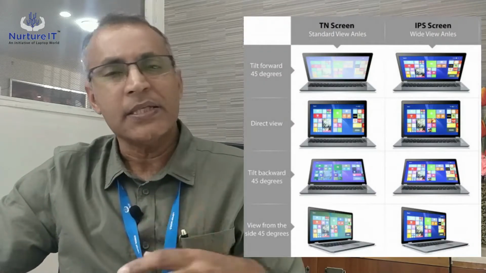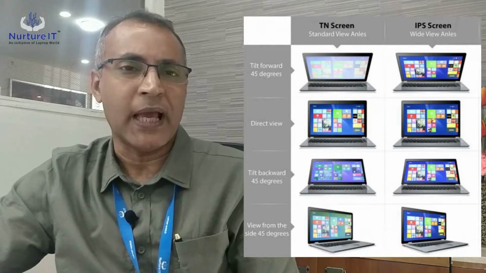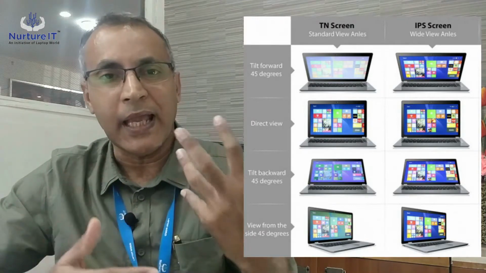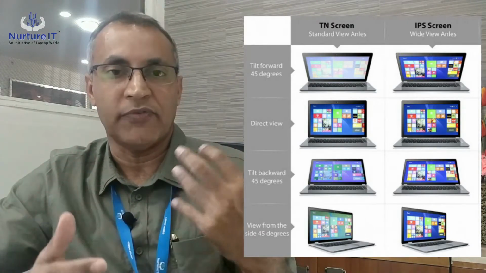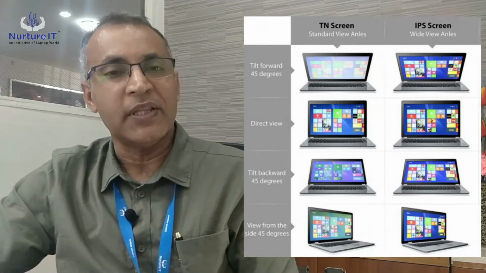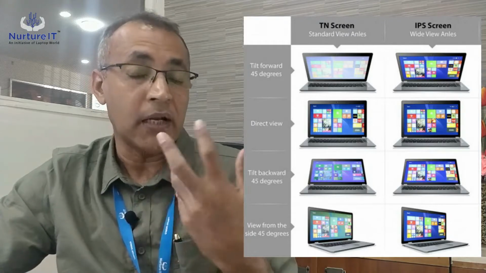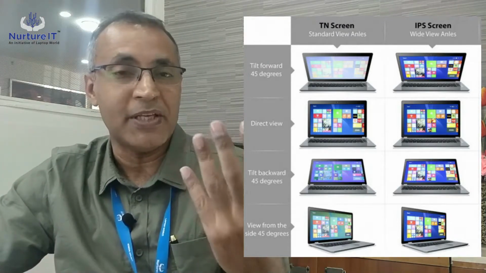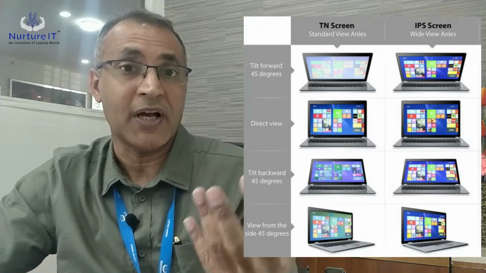These have now given way to the new technology called IPS, or in-plane switching. These come with a much better viewing angle, close to 180 degrees, without any blurring of the image when you view it from the sides. These also come with an excellent color reproduction, so you're able to see the images much better in terms of color, vividness, etc.